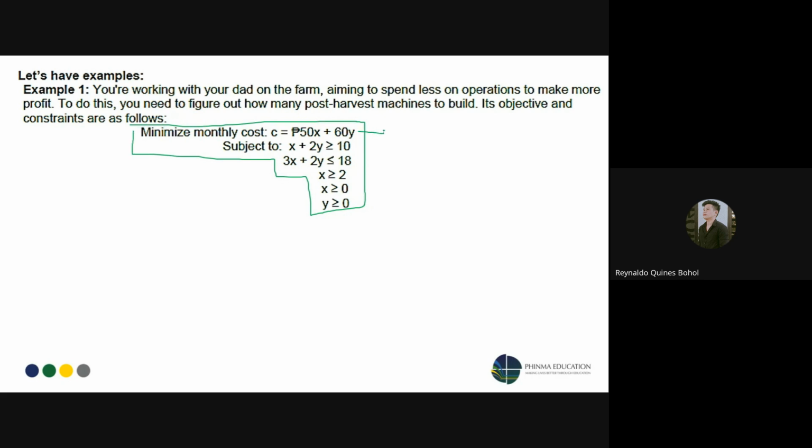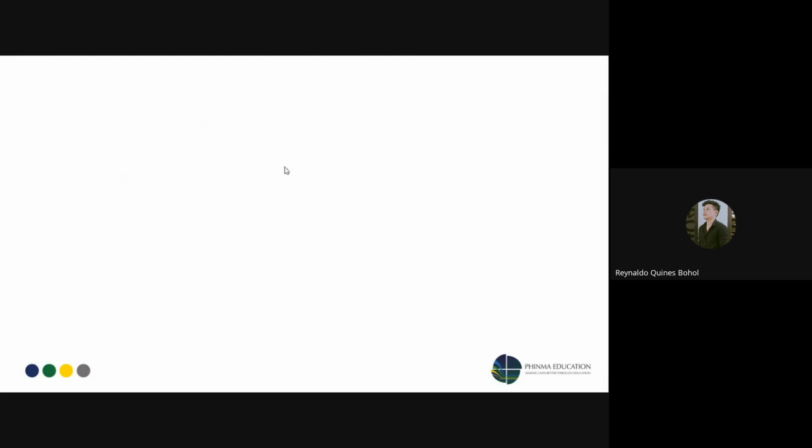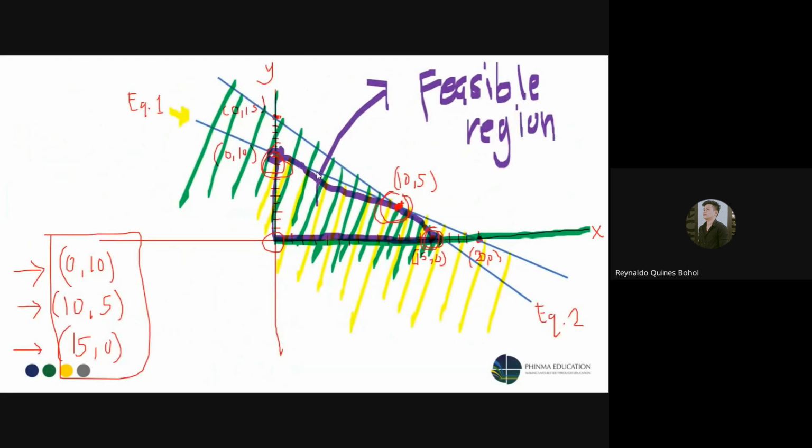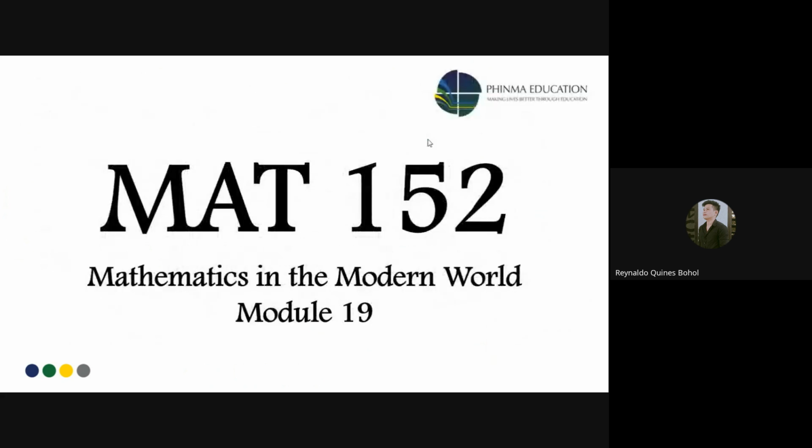So, ibig sabihin, ito yung ating tinatawag na objective. This is our objective function. Guys, kapag may binigay na ganyan, ang tawag dyan is the objective. C kasi nga, minimize ang ginagamit natin. Kapag minimization, C. Kapag maximization, P. And so, kanina, hindi ko nalagyan, objective. So, ito yung objective natin. This is our objective function. Okay? Objective function ang tawag dyan. Balik tayo doon.